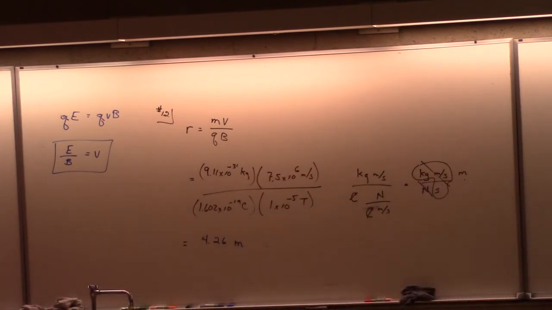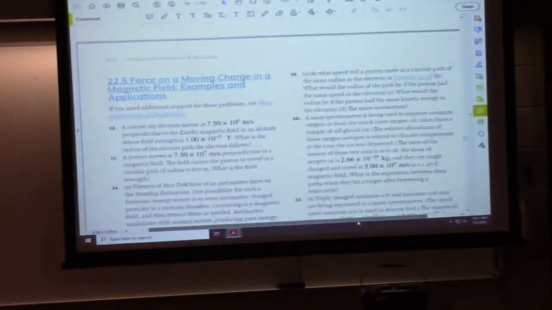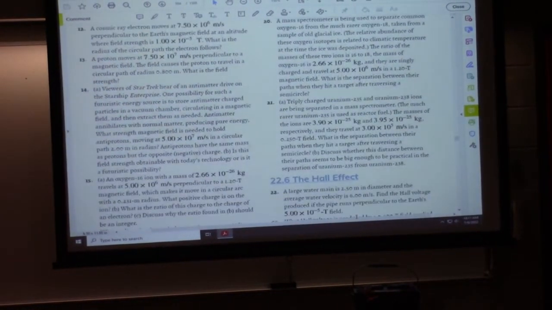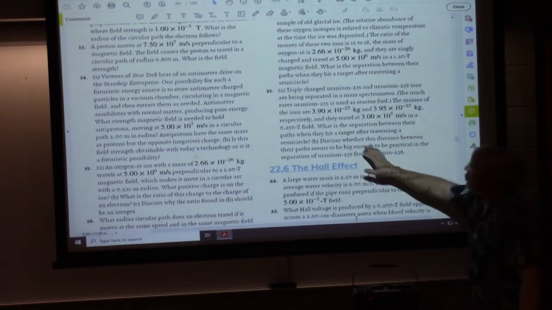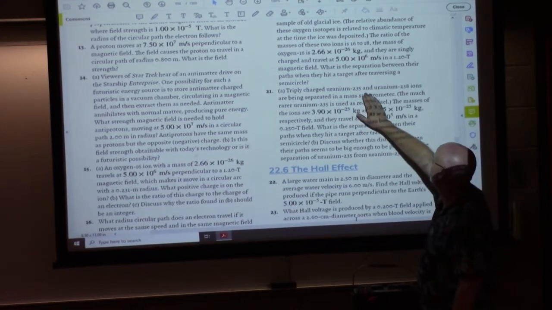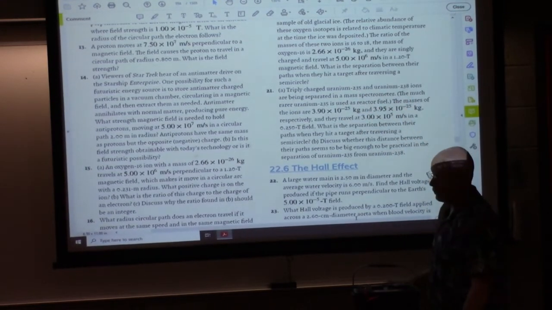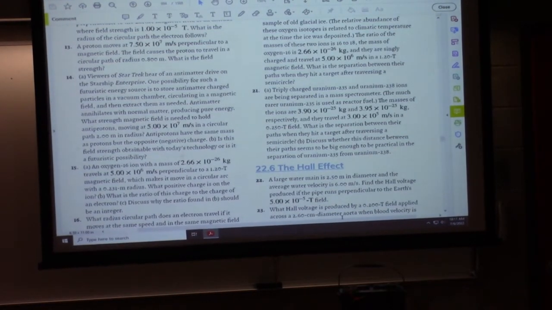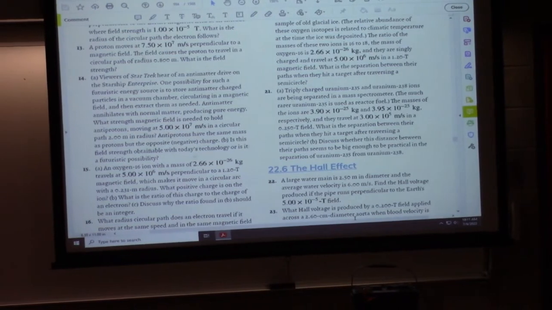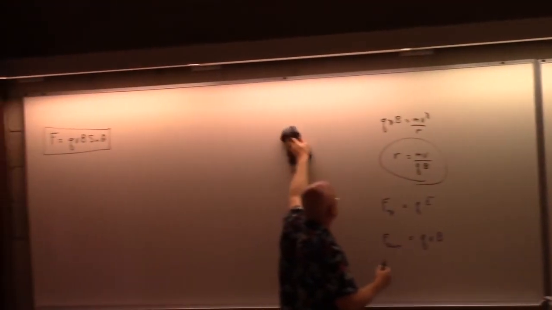Oh, let's try 21. 21 was me talking about, again, that mass spectrometer. Here it says a triply charged uranium-235 and uranium-238. Well, let me start right there. They're both uranium, and something that you may or may not know yet in your education is that you can have the same elements, but they have slightly different masses. Those are called isotopes.